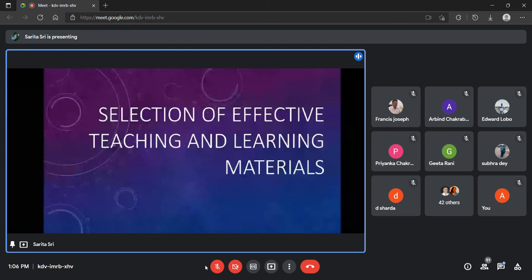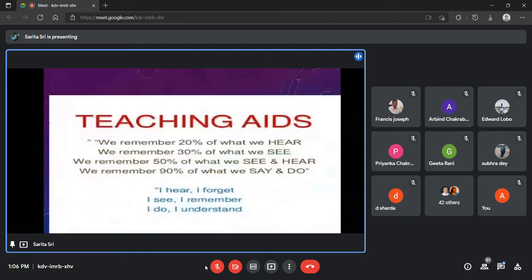So, as I told earlier, my topic for today's session is selection of effective teaching and learning materials. Everyone must have heard this famous Chinese proverb: I hear, I forget; I see, I remember; I do, I understand. This is closely linked with education and is directly related to how people learn and understand things in school, and how we can utilize that for better education.